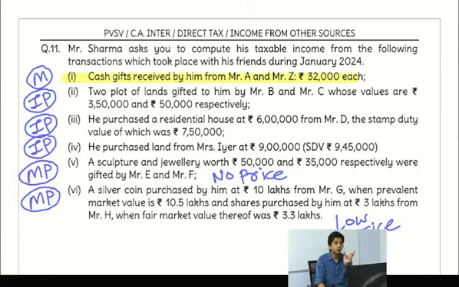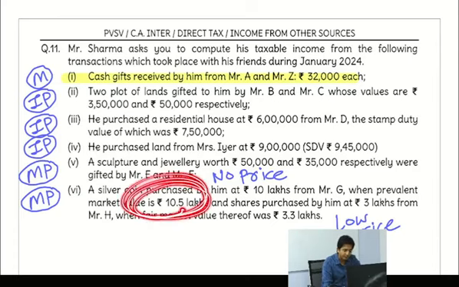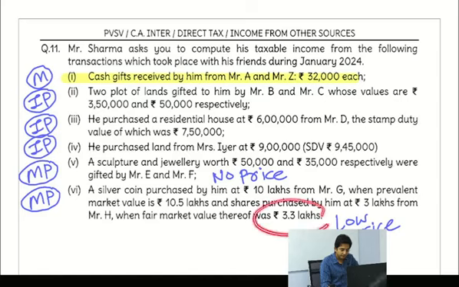See, in low price you have to catch the difference. So tell me what is the difference. Silver is 10 lakh 50,000, we paid only 10 lakhs, so the difference is 50,000. And in shares, 3 lakh 30,000, we paid only 3 lakhs, the difference is 30,000. So in silver you are getting a benefit of 50,000, in shares a benefit of 30,000. Aggregate 80,000, which is more than 50,000. Fully taxable.